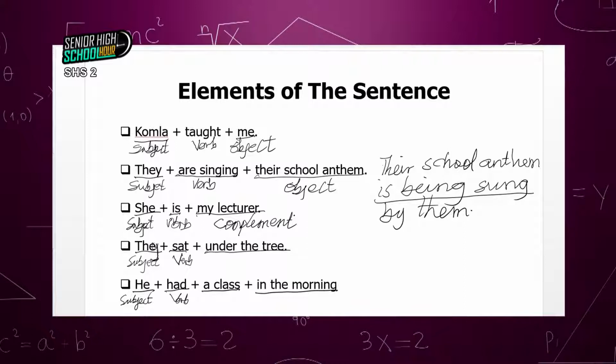We go to the next one. They sat under the tree. Under the tree. Can we say under the tree was sat by them? Then it means that is not an object. Can we also say that they is equal to under the tree? No. So that also has a different name. And thus you were taught when you were doing phrases in SHS 1. It's a prepositional phrase, under the tree.